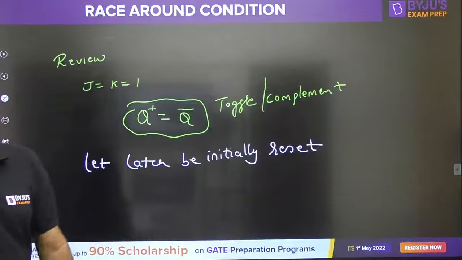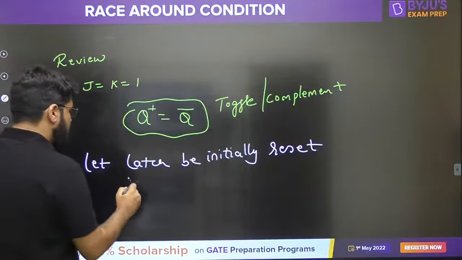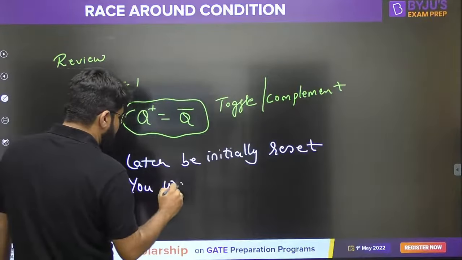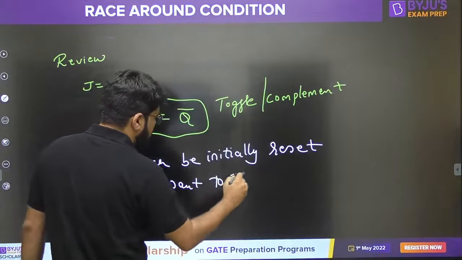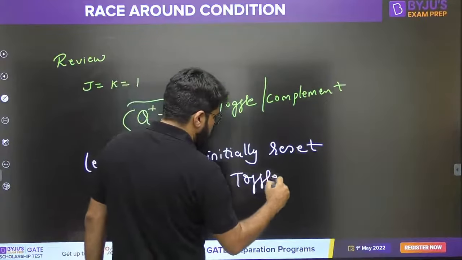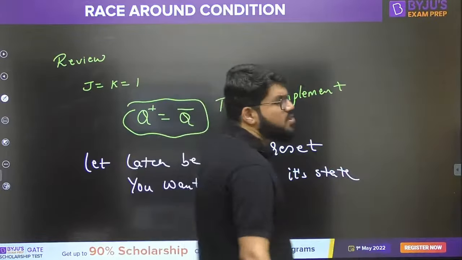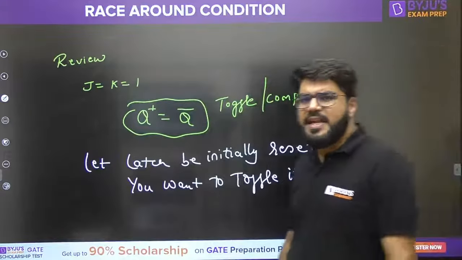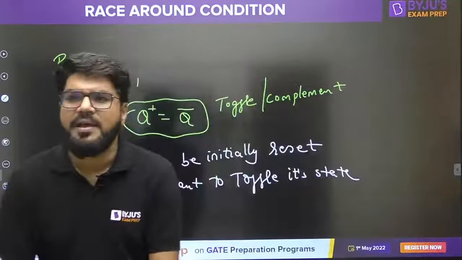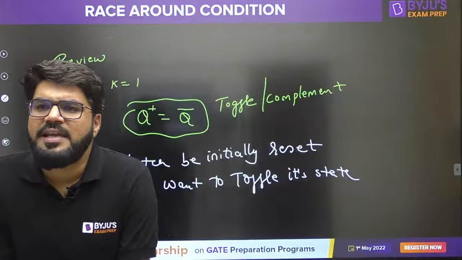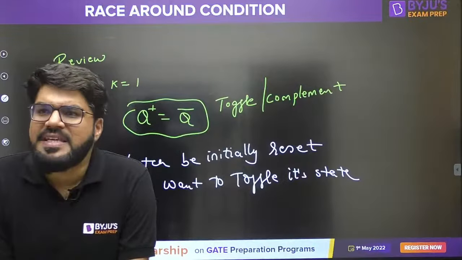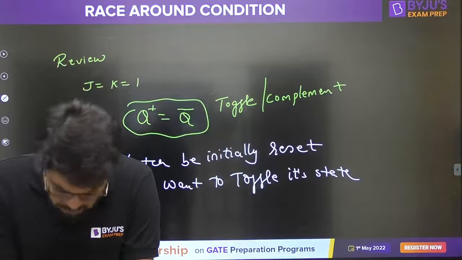There's a JK latch, which is initially reset, and you would like to complement it. You want to toggle its state. Now as soon as I tell you that you want to toggle the state, you know what input combinations you will apply. You will start applying J and K equal to 1. If you apply J and K equal to 1, the device gets toggled.